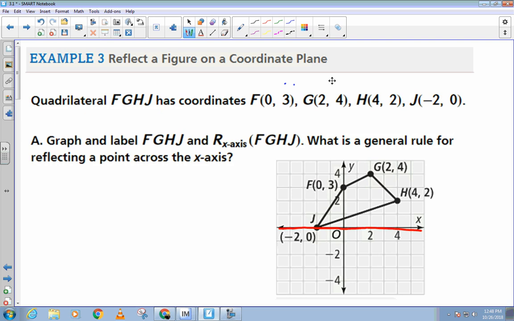All right. So I look first at J, and what do I notice about J? It's on the line of reflection. So its reflection will still be on the line of reflection. So that's J prime. So it has the same coordinates, (-2, 0), and that's J prime. Okay. Now I look at F, and it is 1, 2, 3 units above. So I've got to go 1, 2, 3 units below. So that is going to be F prime. Okay, and so those coordinates are (0, -3).